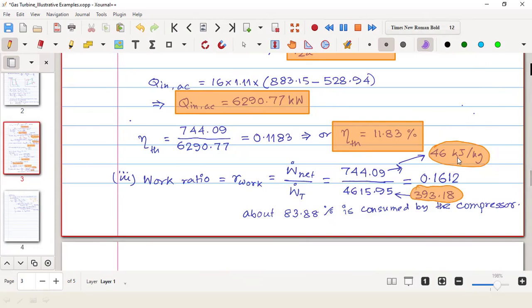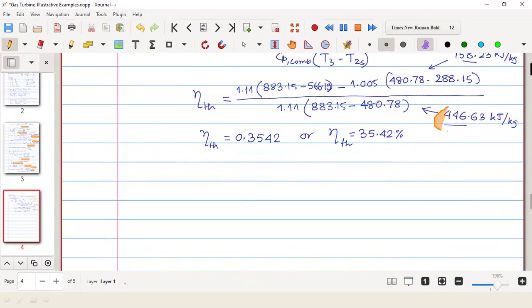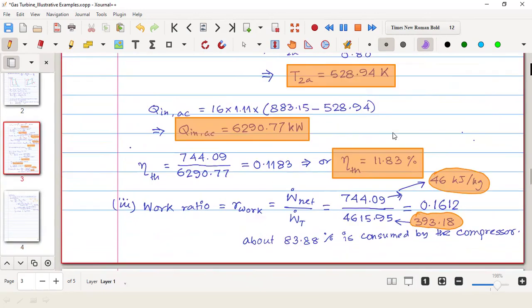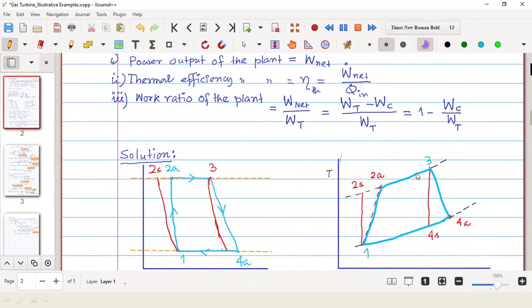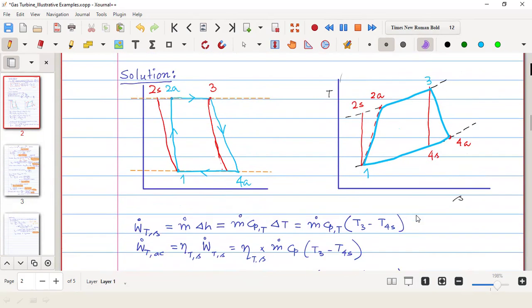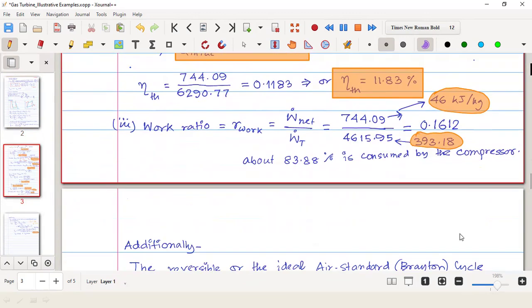Here it is 46 per 393. So in the ideal case, this is also increased. You see, the heat in is increased because the process goes from 2A to 3 instead of 2S. So this amount of heat supply is saved, but the work is lost. There is a loss in work.